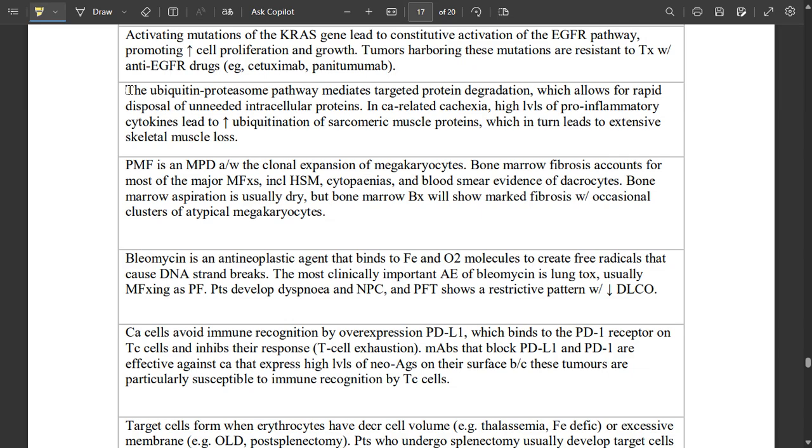So in cancer-related cachexia, high levels of pro-inflammatory cytokines lead to high ubiquitination of sarcomeric muscle proteins. That's very interesting. There is a high amount of these cytokines in patients with cancers, and this high number of pro-inflammatory molecules leads to high ubiquitination of sarcomeric muscle proteins. So the muscle proteins are considered unnecessary by the ubiquitin proteasome pathway, so they destroy the sarcomeres, resulting in weight loss, which leads to extensive skeletal muscle loss.